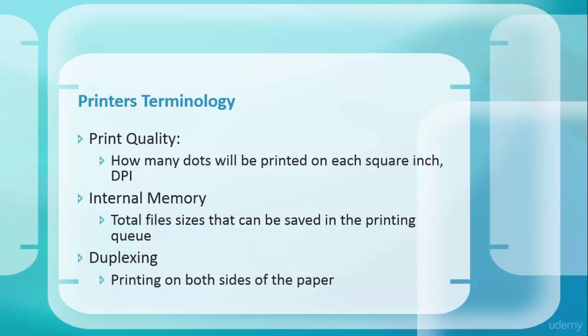Quality is measured by how many dots will be in each square inch on the paper, similar to a camera's resolution. In printers, the more dots per inch, the higher the printing quality, and its unit is DPI, dots per inch.